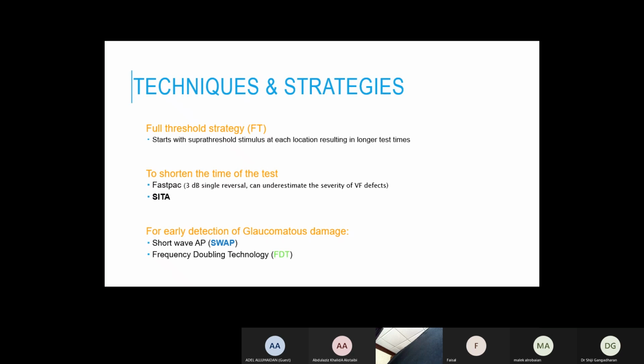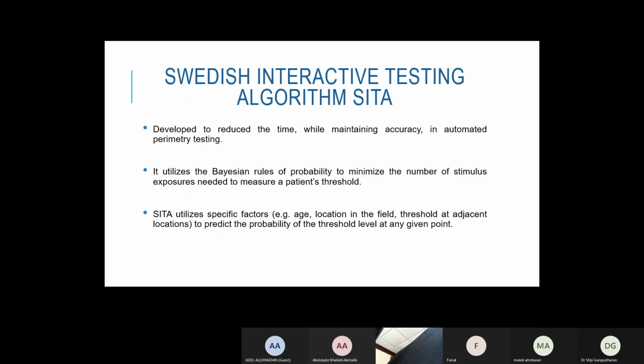Fastpac is the same as full threshold, but it uses 3-signal reversal that can decrease the time, but also can underestimate visual field defects. The SITA we will talk about. And for the early detection of glaucoma, we have also 2 strategies we can use: the SWAP, the short wavelength automated perimetry, and frequency doubling technique.